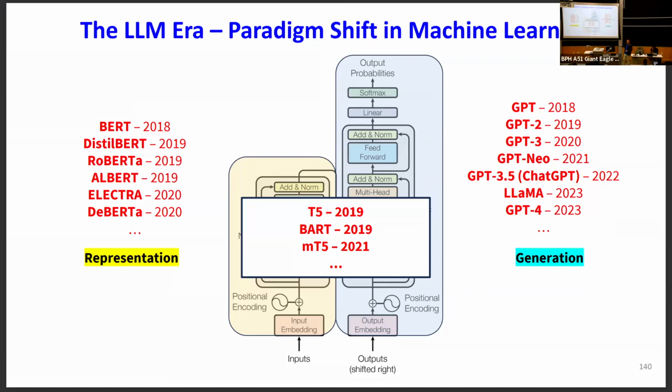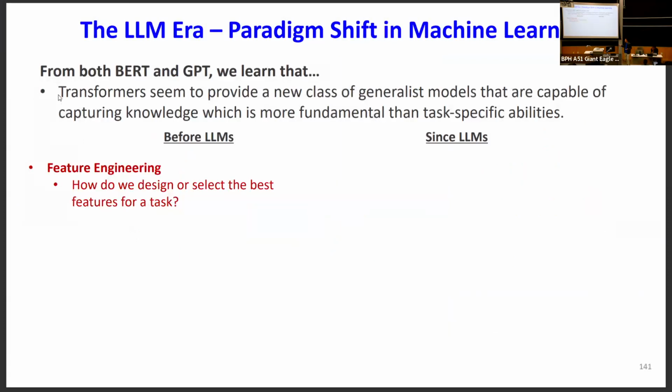But now you have all these models. And what seems to have happened with these models is that they provided a new class of what we call generalist models that are able to capture things that are more fundamental than specific tasks, right? And this really has caused something bigger than what it might seem here. So let's compare, from a researcher point of view, the kind of questions that researchers like us at the university or even in companies thought about before the LLMs came about and since they came about, right? So before they came about, what did machine learning practitioners think about?